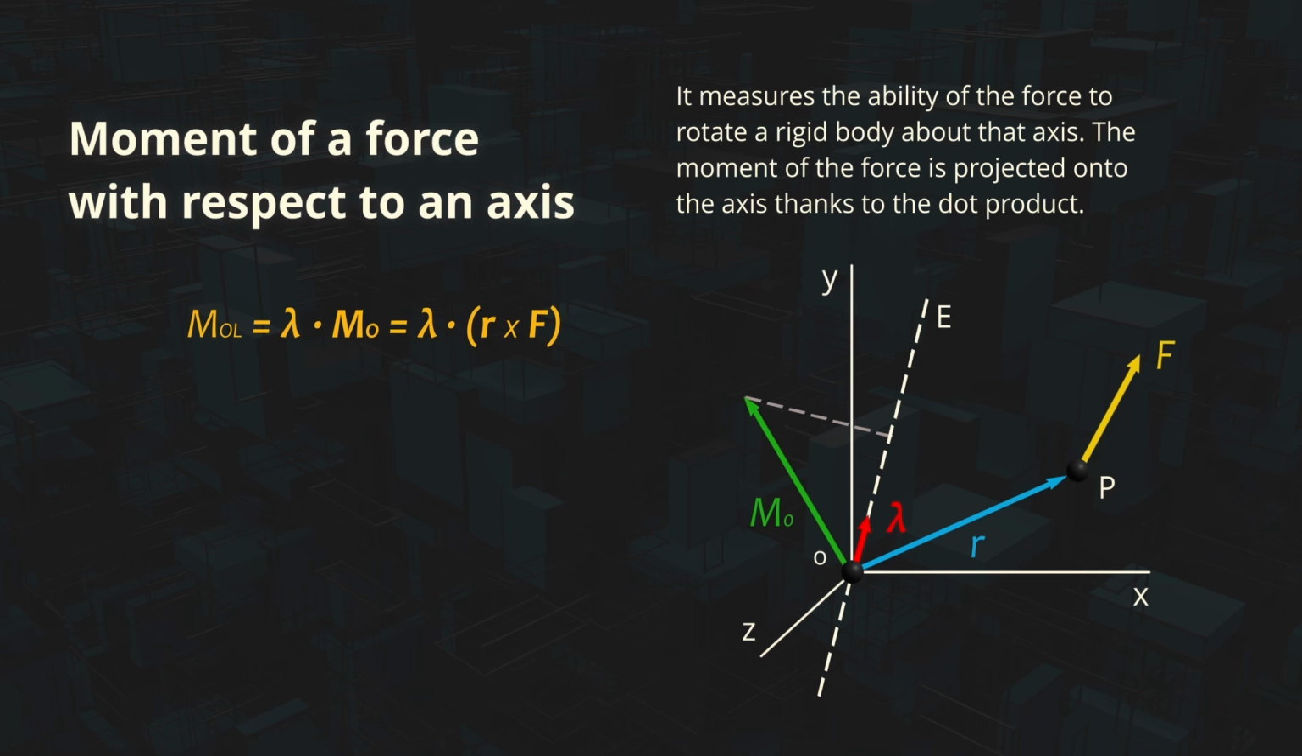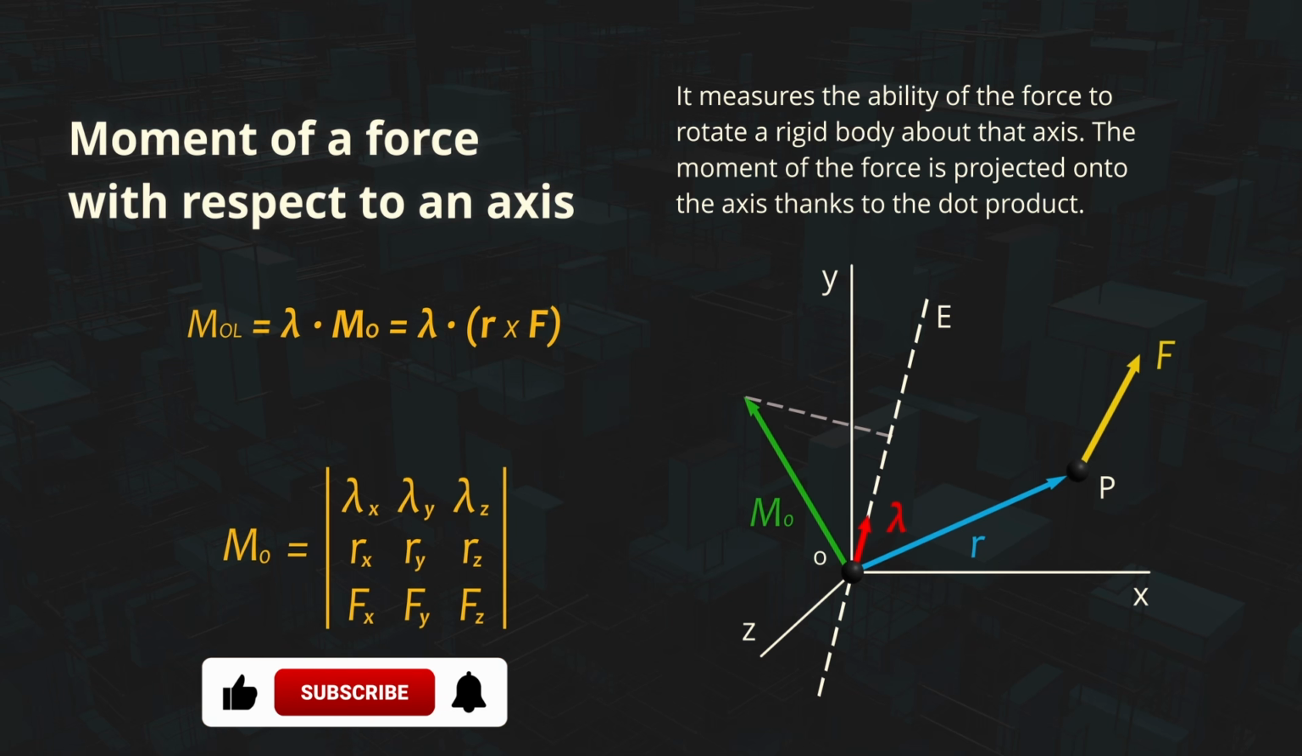In the formula, M_OL is the moment of the force with respect to the axis. M_O is the moment of the force with respect to a point O located on the same axis. F is the applied force. R is the position vector of the force with respect to a point on the axis. Lambda is a unit vector in the direction of the axis. You can also use the following formula for the calculation of the moment of a force on an axis, where lambda x, lambda y, and lambda z are the components of the unit vector in the direction of the axis.